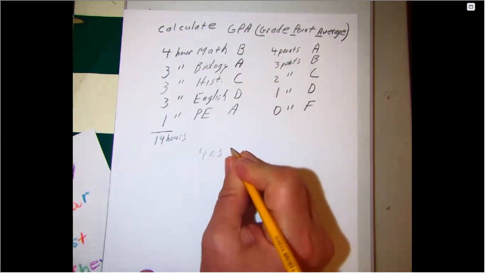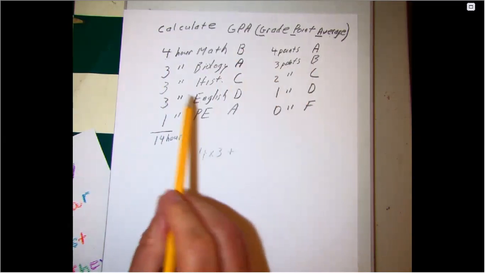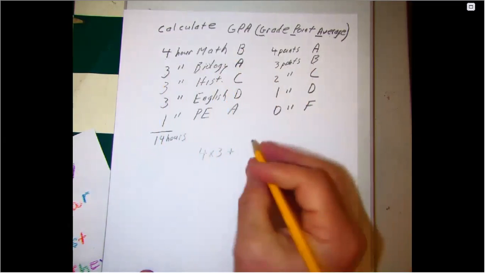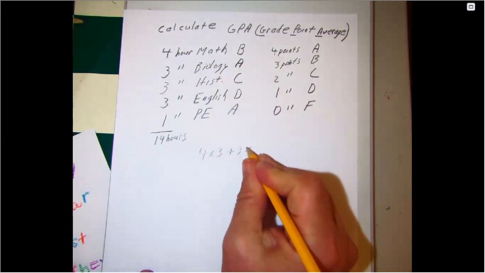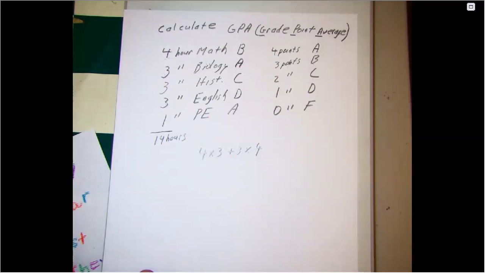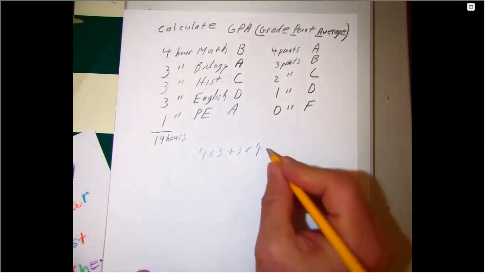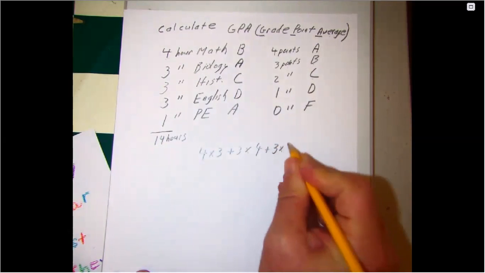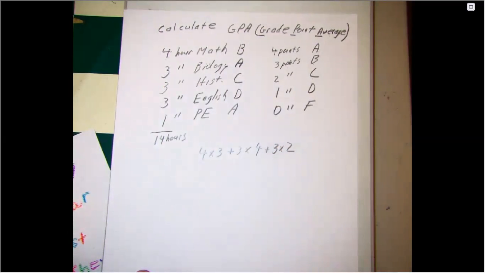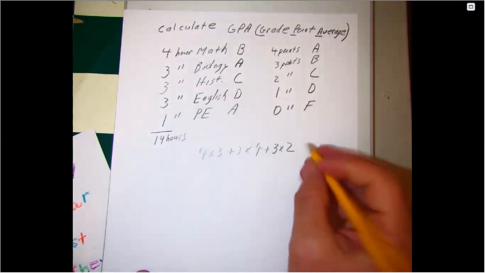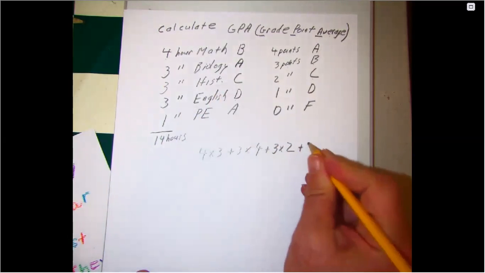Now to that, you add the result of the biology. That's 3 times 4. So it's plus 3 times 4. Now the next one is a C, so that would be plus 3 times 2. Plus 3 times 2, the C in history. The D in English, sound like me. 3 times 1.